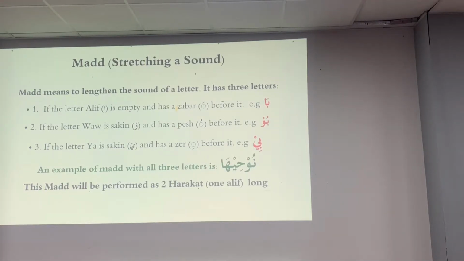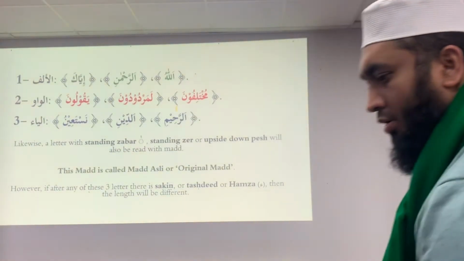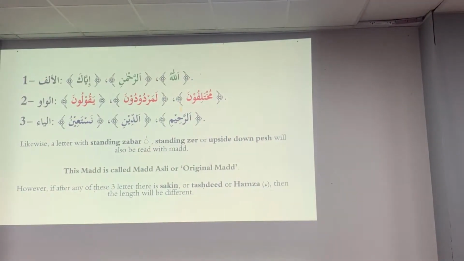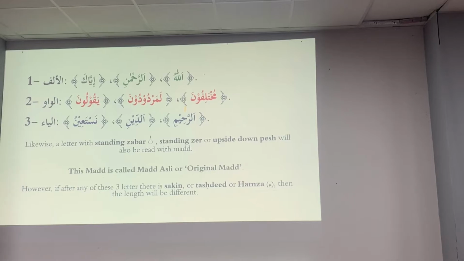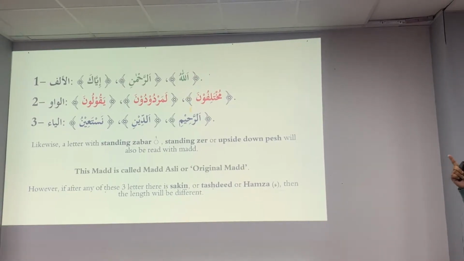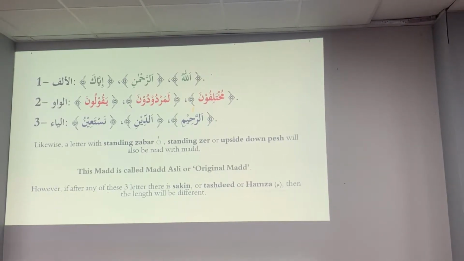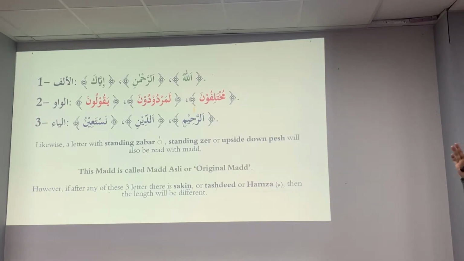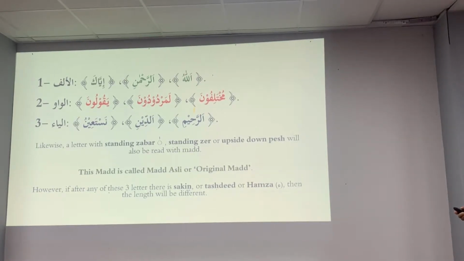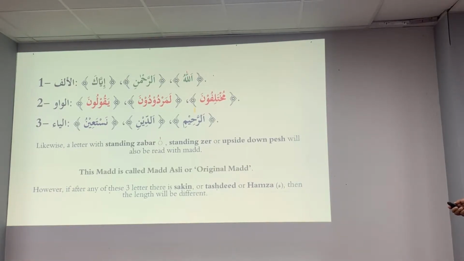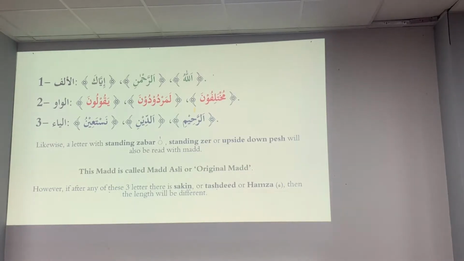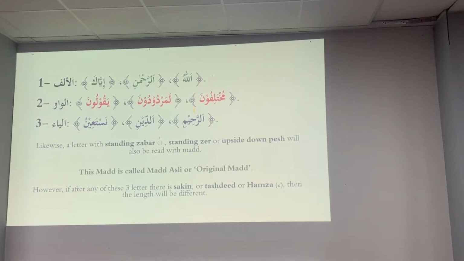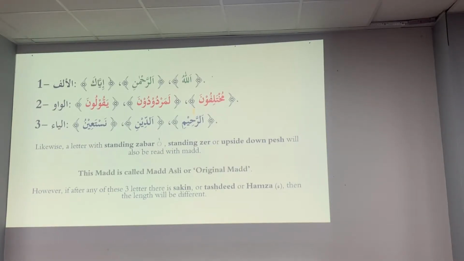Okay, next one. An example of mad again with alif, we say Allahu, Ar-Rahmanu, Iyyaka. On these ones, although we cannot see an alif with a zabar before, the khara zabar or standing zabar actually replaces an empty alif followed by a zabar. So khara zabar replaces an empty alif followed by a zabar.